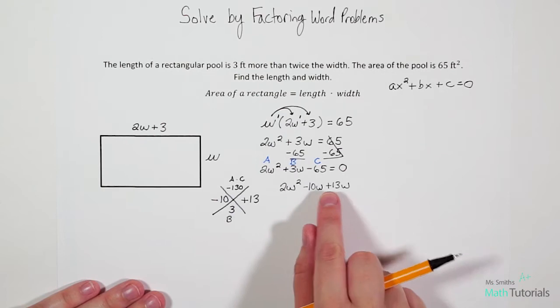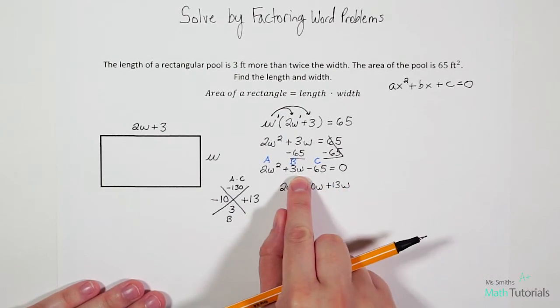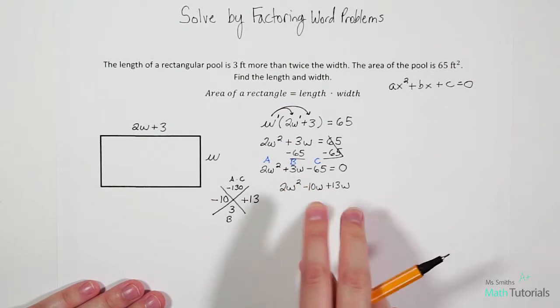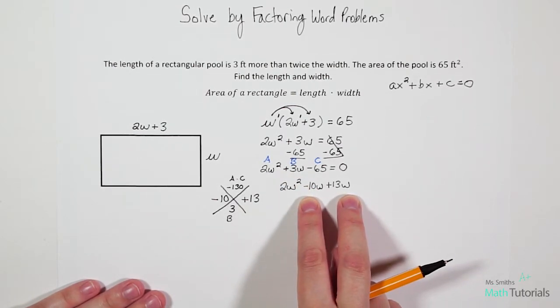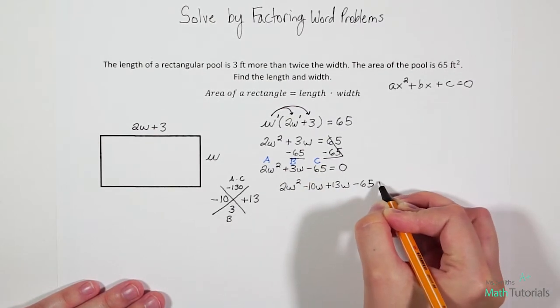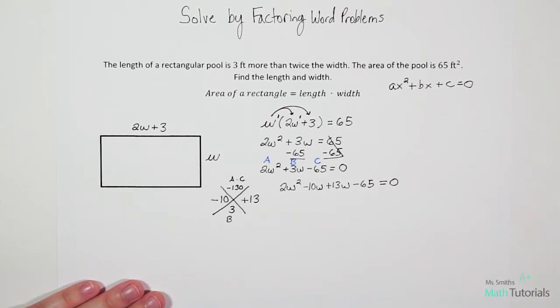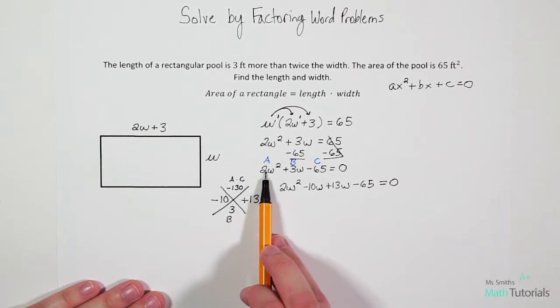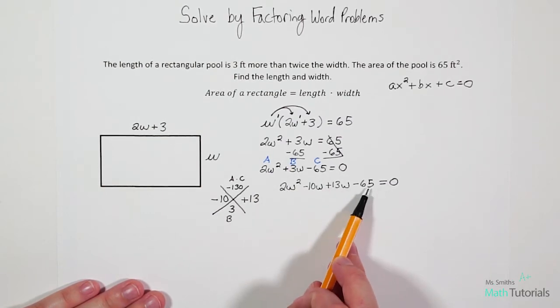And notice that I put a W with both of those terms. The reason I did that is because our B term has just a plain W with it, so our new two B terms will also just have a W with them. Our C term, negative 65, we'll just bring straight down, and then we'll have our equals 0. Okay, so now we turn this 1, 2, 3 term into a 1, 2, 3, 4 term.